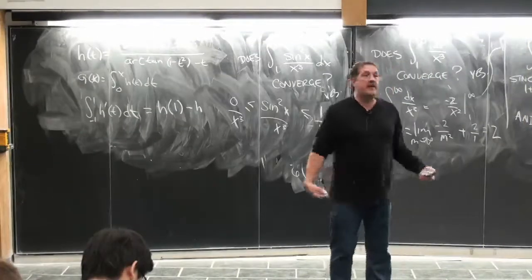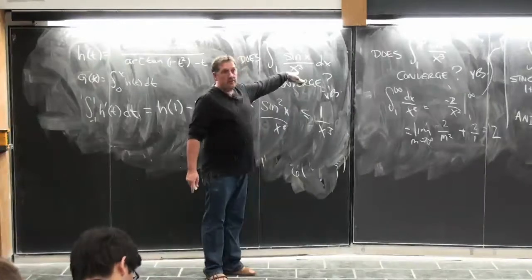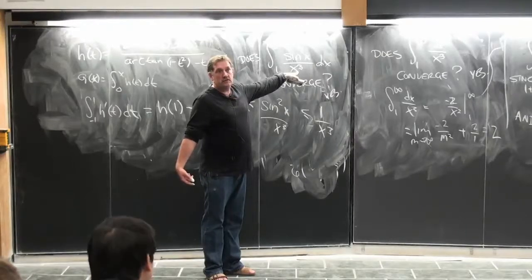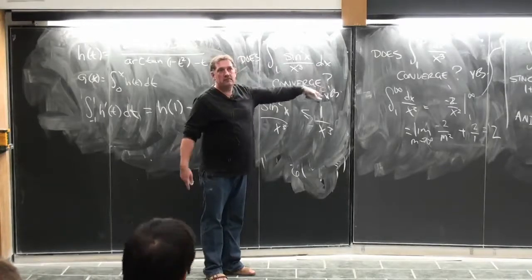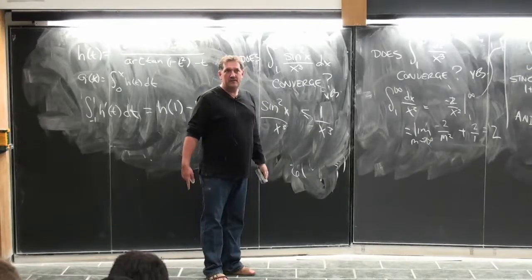So you have to compare it to something else. Here, if I change this power to a square root, I can't directly compare it to 1 over square root x. I have to work harder. So instead I change the problem. You see? Okay.